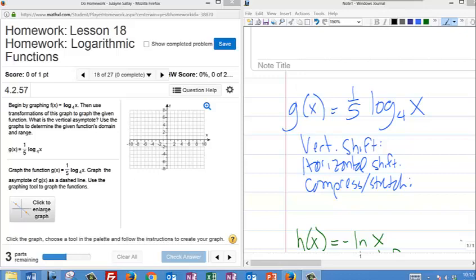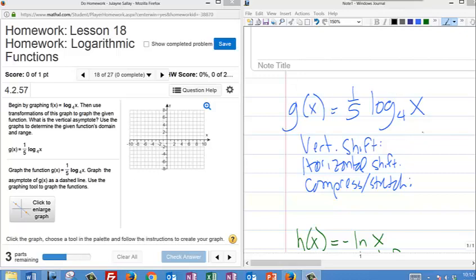Okay, so sometimes students have a hard time using the MyMathLab Graphing tools. So this video is designed to help you figure out how to use them. The first problem I'm going to do is g of x equals 1/5 times log base 4 of x. Notice that the parent function is log base 4 of x, so we're going to start there.